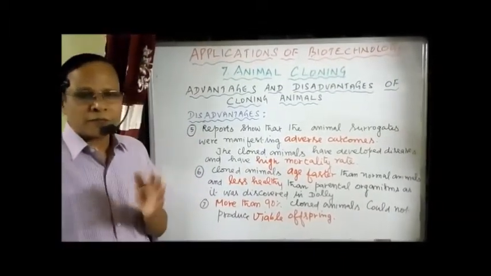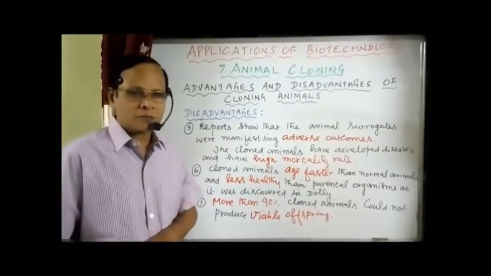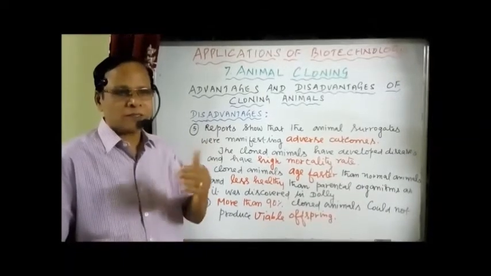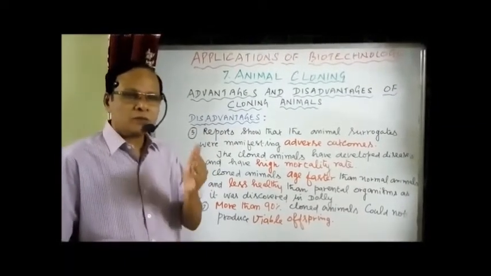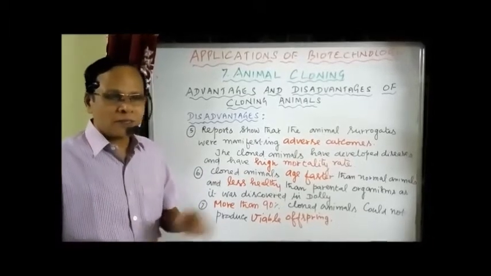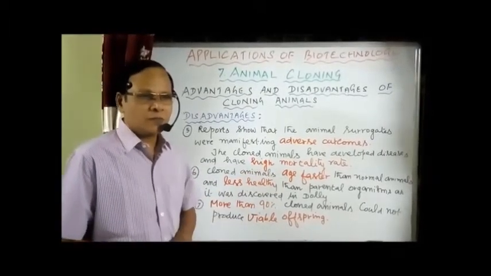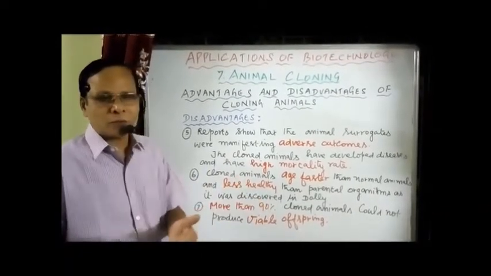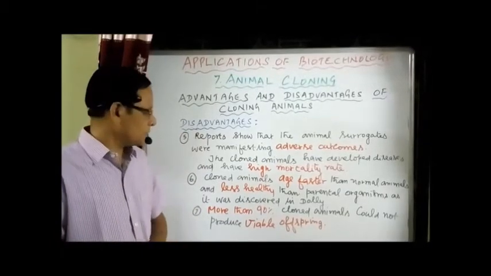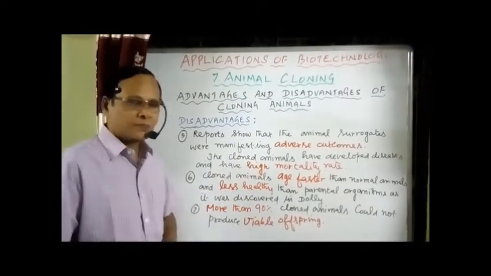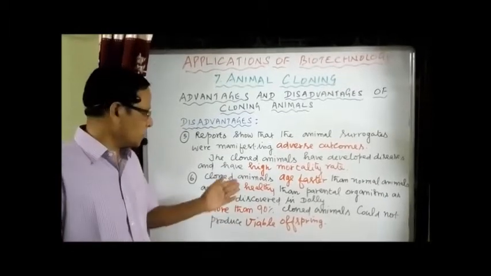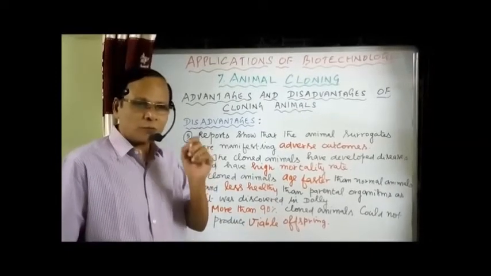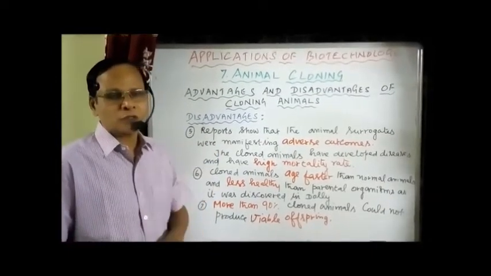Now if you compare the cloned animals and the normal animals, the cloned animals age faster, growing faster, attaining old age quickly. And also they become less healthy than the parallel organisms. It was reported, that is, discovered during the development of Dolly by the cloning method. They attain age faster compared to normal organisms and also become less healthy. That was one of the problems noticed during the cloning of sheep Dolly.